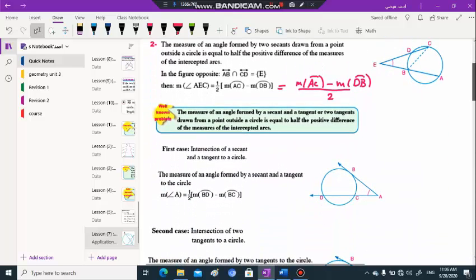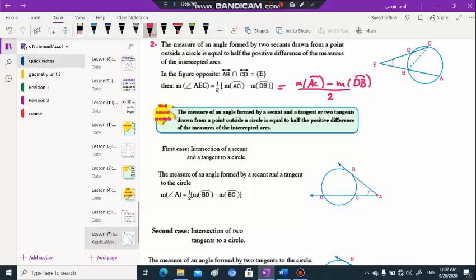The measure of an angle formed by a secant and a tangent. If we have a tangent and a secant to the circle, drawn from a point outside the circle, which is point A, the angle is equal to half the positive difference of the measures of the intersected arcs. It means angle A subtends arc BD and arc BC, and angle A is outside the circle. So to find the measure of angle A, we find the positive difference between the two arcs. I will start with the big arc, which is BD, minus BC.